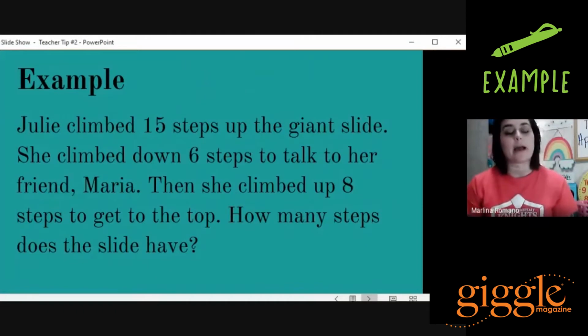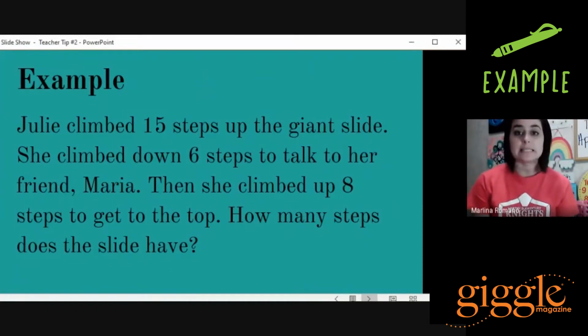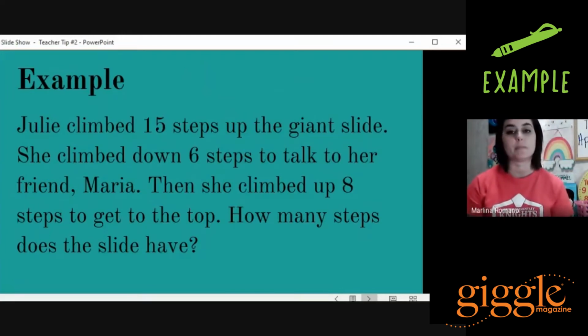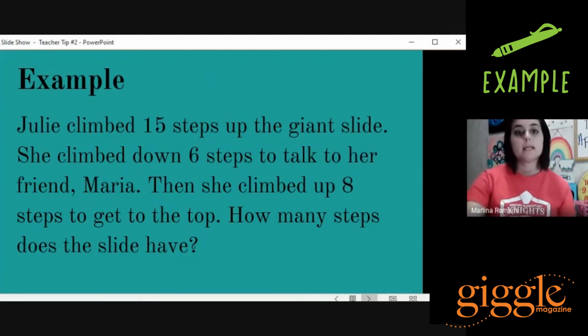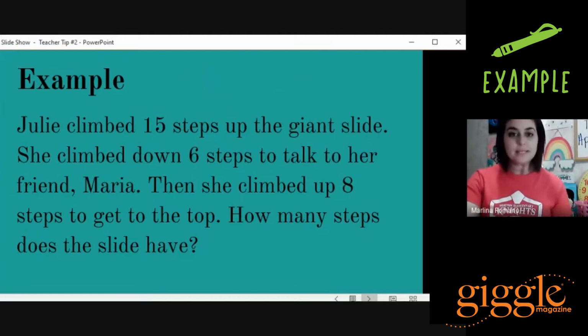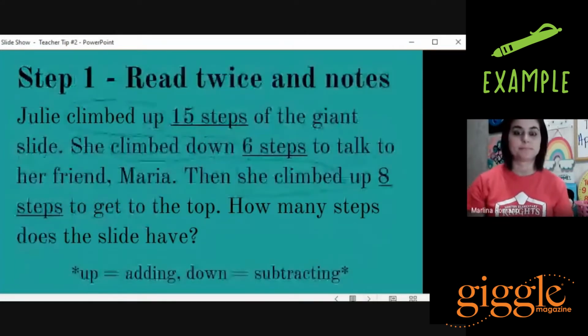So let's look at an example. Here's a word problem we have. Julie climbed 15 steps up the giant slide. She climbed down 6 steps to talk to her friend Maria. Then she climbed up 8 steps to get to the top. How many steps does the slide have? Now, the second time, you're going to circle keywords, clue words, and underline important information. And it's going to look like this for this word problem.